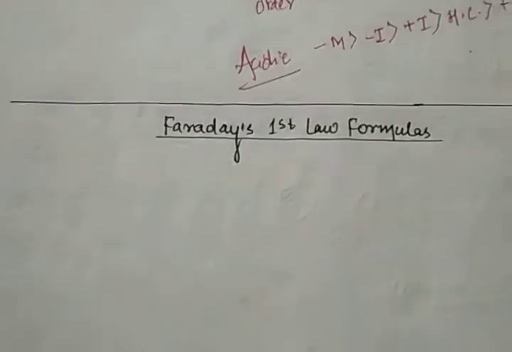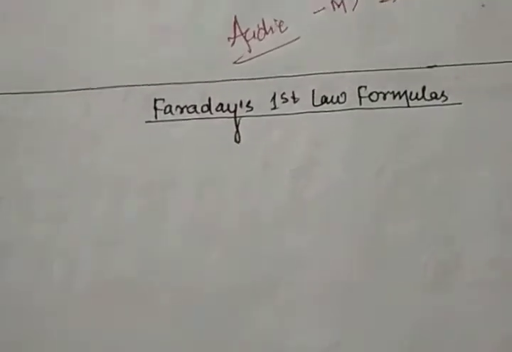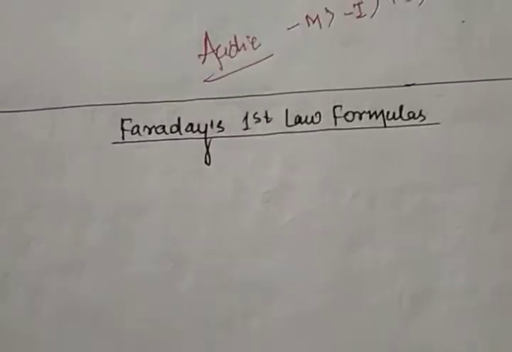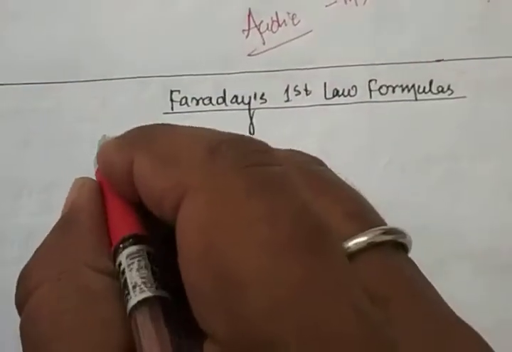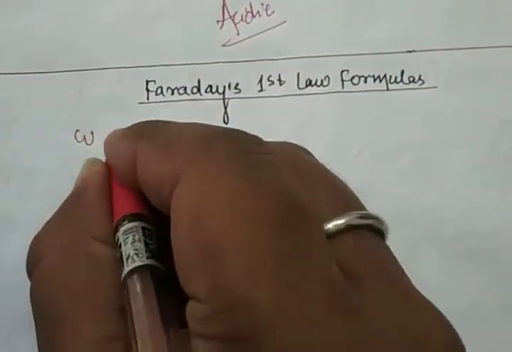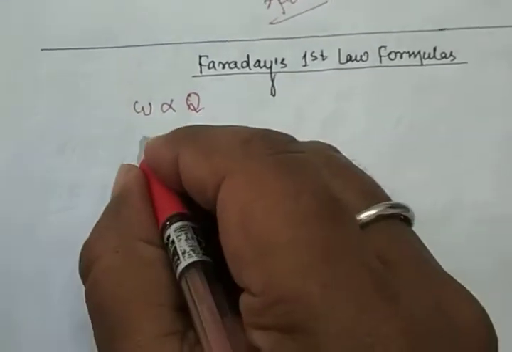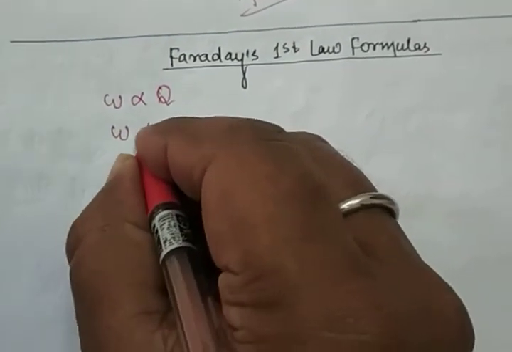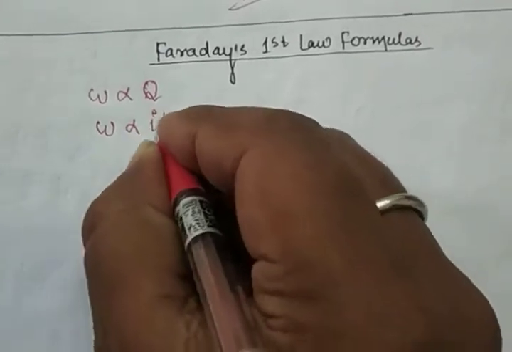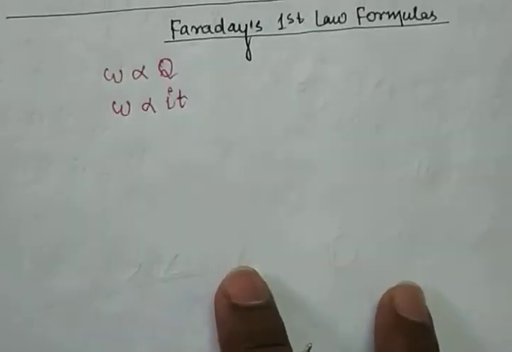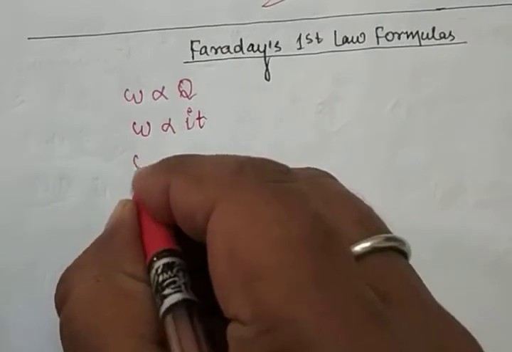Hello student, now here are some formulas of Faraday's first law. You know the first formula: W is directly proportional to Q, and Q is what? Q is equal to I into T, ampere into time.